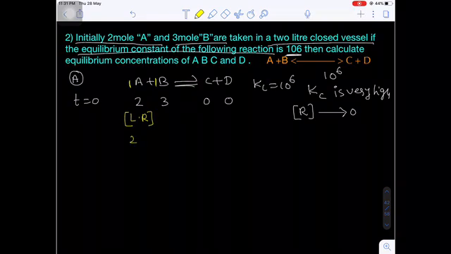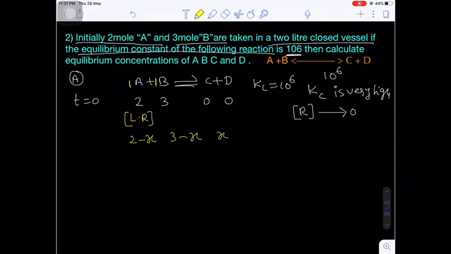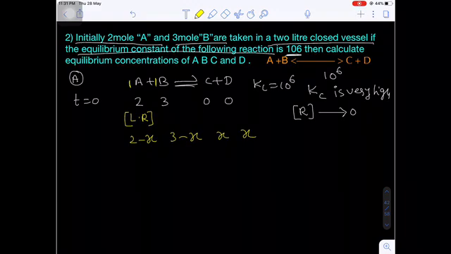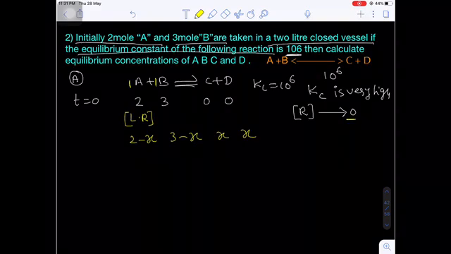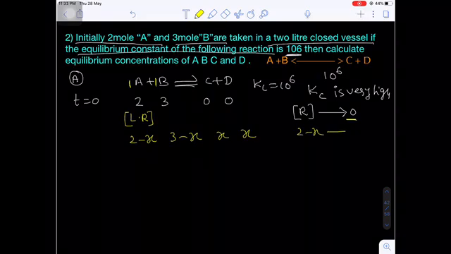Now here, let's suppose X moles of A are consumed, according to which X moles of B should be consumed, because of the 1:1 ratio. So X moles of C and X moles of D will be formed, because of the 1:1 ratio. Let's suppose the limiting reagent has to be consumed, so its concentration should tend to 0. So what I am doing here is taking 2 minus X tending to 0. Are you getting my point?